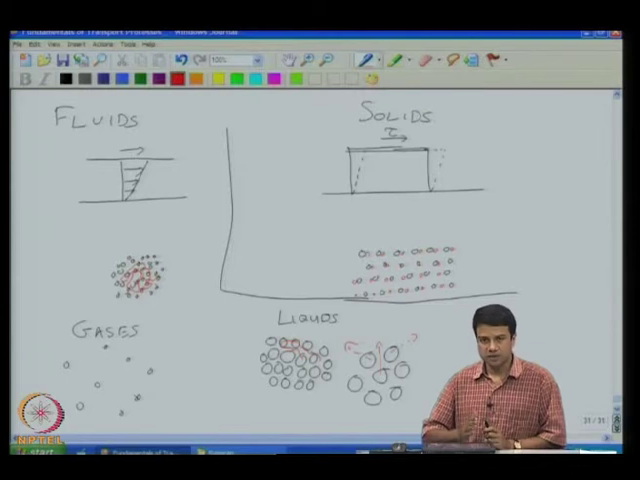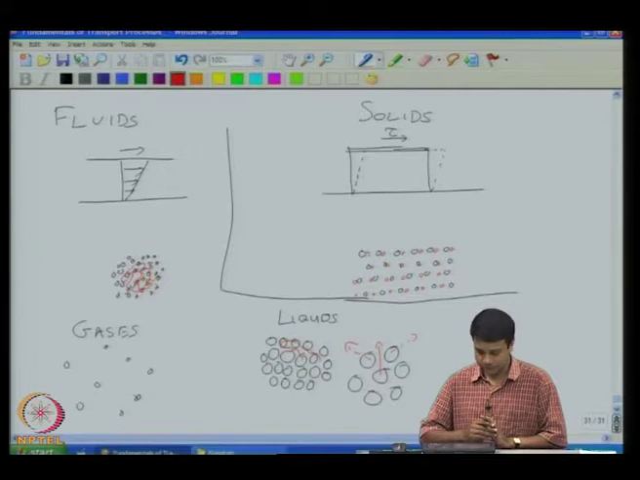But the relationships between the fluxes and the gradients in the densities of the quantity which is being transported, those relations are the same, and so we will be able to treat both of these using the same relationships. In this course, we will make no distinction between whether the substance is a liquid or a gas. The equations that we derive will be the same for both. The only difference is that the coefficients in those equations will change when one goes from a liquid to a gas. Okay.